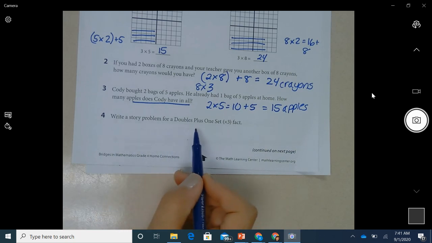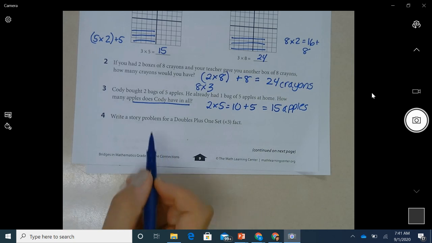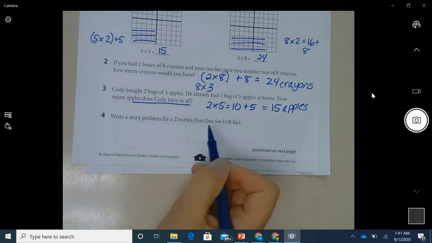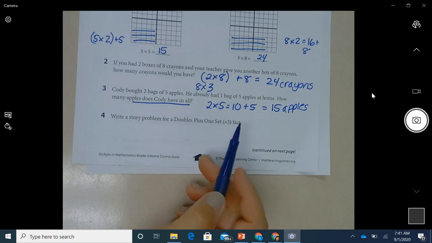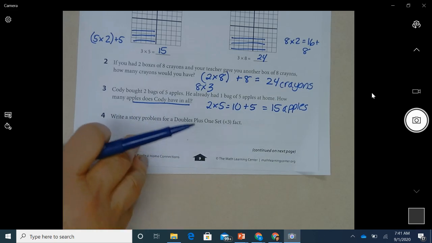Write a story problem for a doubles plus 1 set times 3 fact. So this is exactly a story problem of doubles plus 1 set. So I'll let you go ahead and write in your own story problem using 2 and 3 as an example. So you can do that on your own.